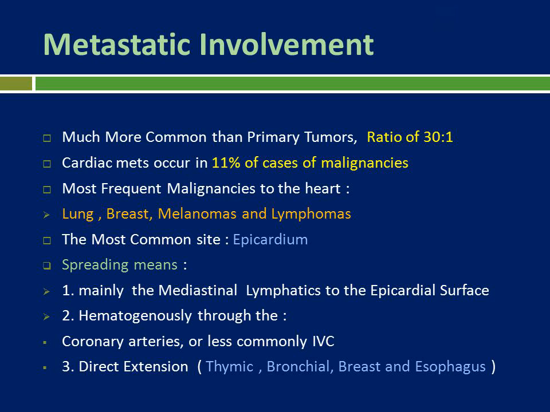The most common site is the epicardium. Spreading means: 1, mainly through the mediastinal lymphatics to the epicardial surface; 2, hematogenously through the coronary arteries, or less commonly the IVC; 3, direct extension from thymic, bronchial, breast and esophageal tumors.